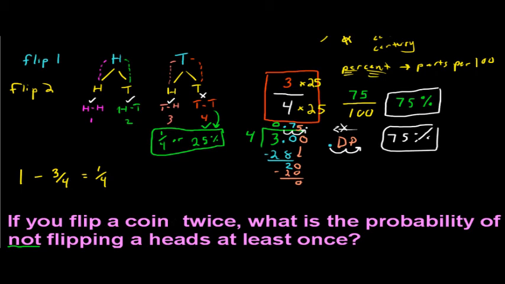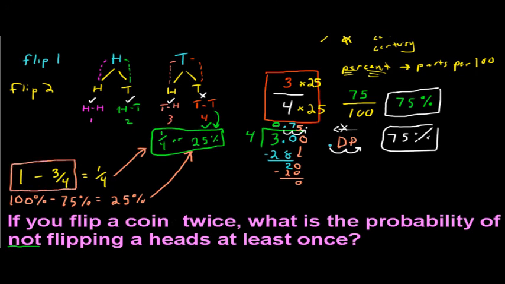Okay, another way to look at that is to say, okay, I take 100% and I subtract away the probability of flipping heads at least once, which was 75%. And if I subtract that away, I'm left with the probability of not flipping heads at least once. So that would still be 25%. Okay, so either way, I'm still getting the same answer. But what you may see as an answer choice on the test is this.